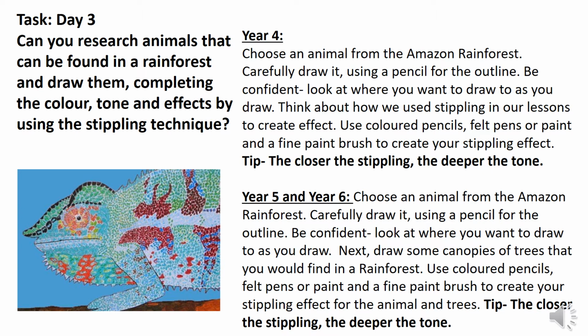Year 5 and Year 6. Choose an animal from the Amazon rainforest. Carefully draw it using a pencil for the outline. Be confident. Look at where you want to draw as you draw. Next, draw some canopies of trees that you would find in a rainforest. Use coloured pencils, felt tips or paint and a fine paintbrush to create your stippling effect for the animals and the trees. Top tip: the closer the stippling, the deeper the tone.